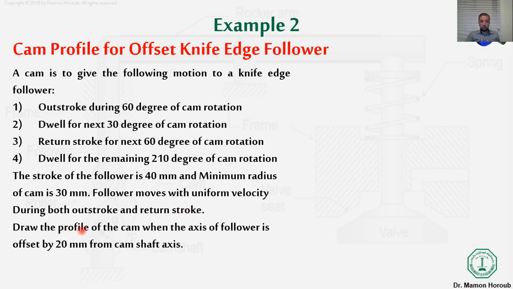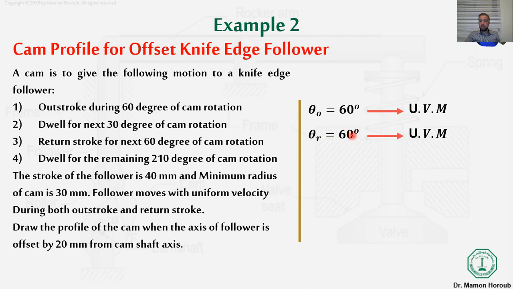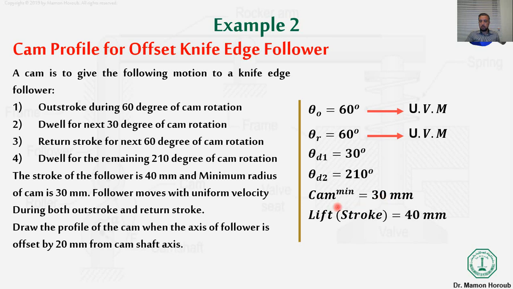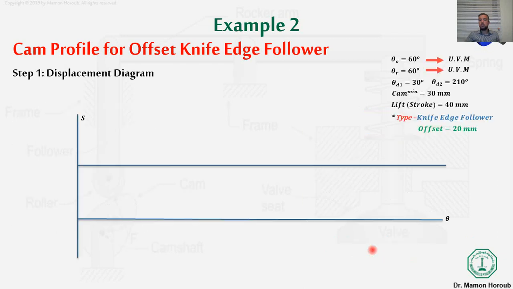So we need to draw the profile of the cam when the axis of the follower is offset by 20 millimeters from the camshaft axis. To summarize: theta outstroke equals 60 degrees with uniform velocity, theta of return equals 60 degrees with uniform velocity, first dwell 30, second dwell 210, the minimum cam circle, which is the base circle, 30 millimeters, the lift 40 millimeters, the type is knife edge, and we have an offset of 20 millimeters.